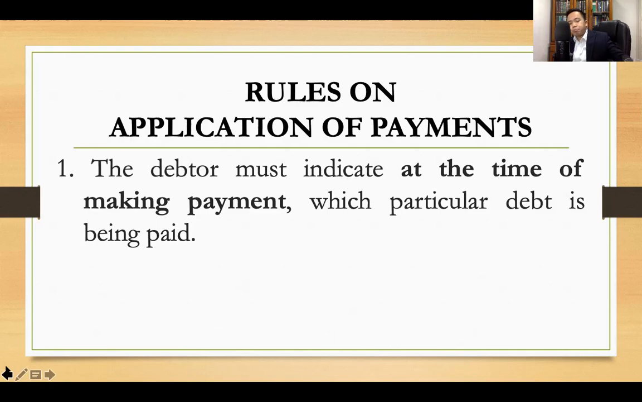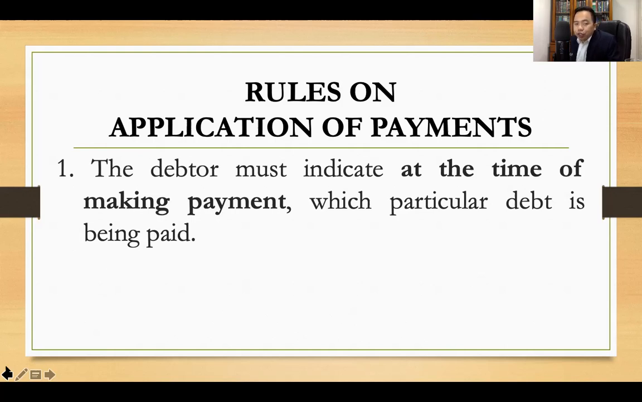Now, let us go to rules on application of payments. So these rules will govern on how the debtor or creditor will have to apply the payment made. Now, the debtor must indicate at the time of making payment which particular debt is being paid. So you have to identify which of the debts is being paid, and the period of time of the designation or the application is at the time of making payment.